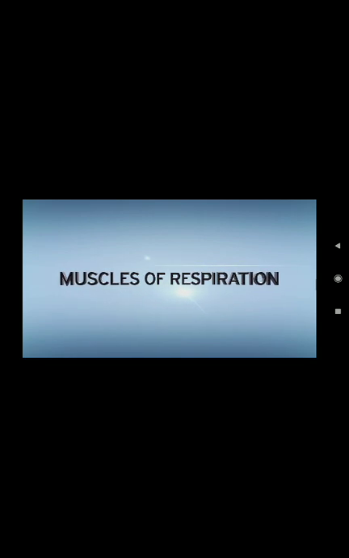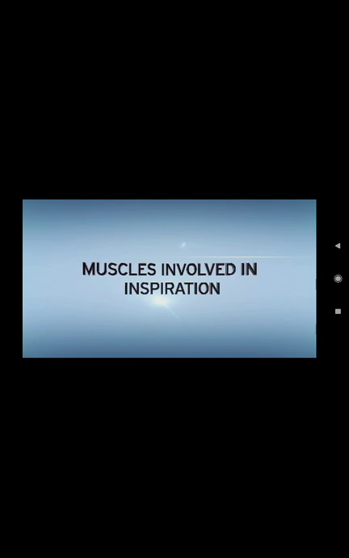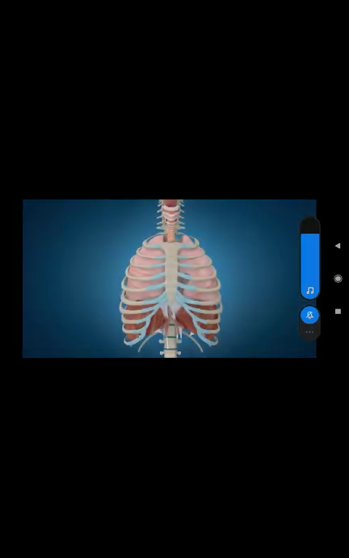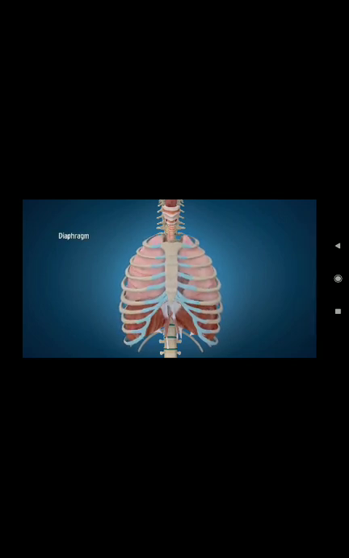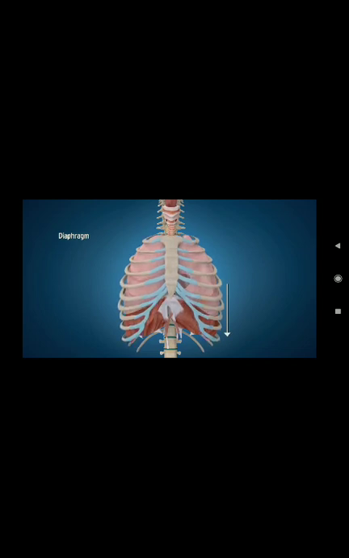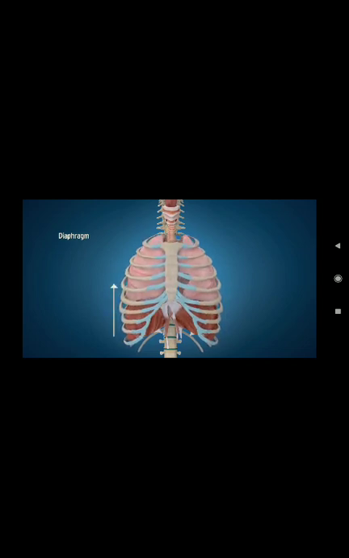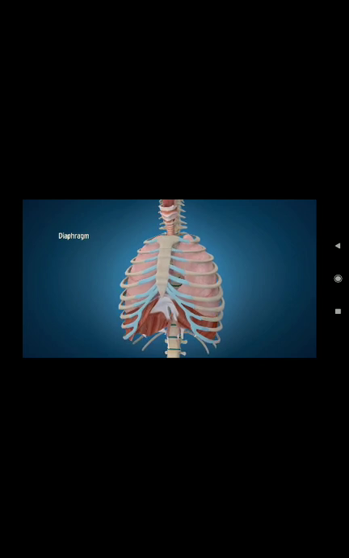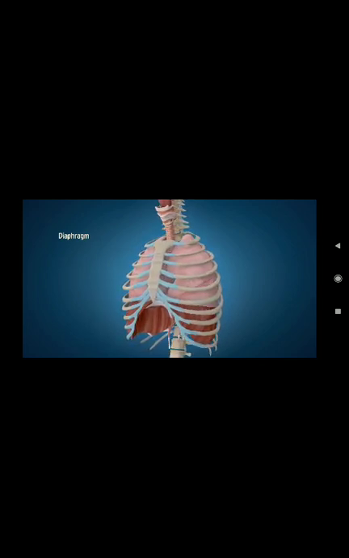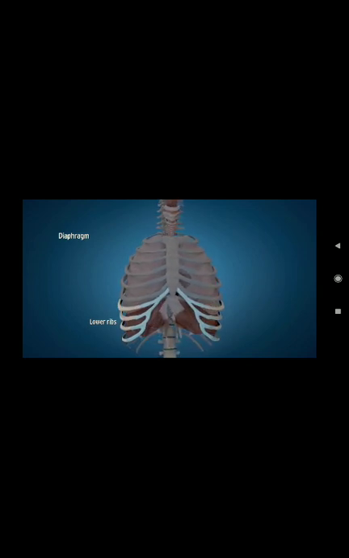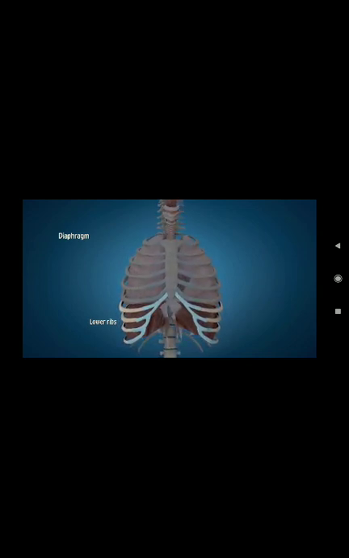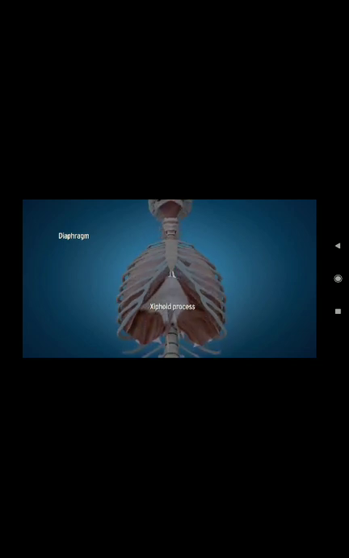Muscles of respiration. Muscles involved in inspiration. Diaphragm. The normal resting respiration is mediated by the downward and upward movement of the diaphragm. The dome-shaped diaphragm is attached to the lower ribs and the xiphoid process of the sternum.